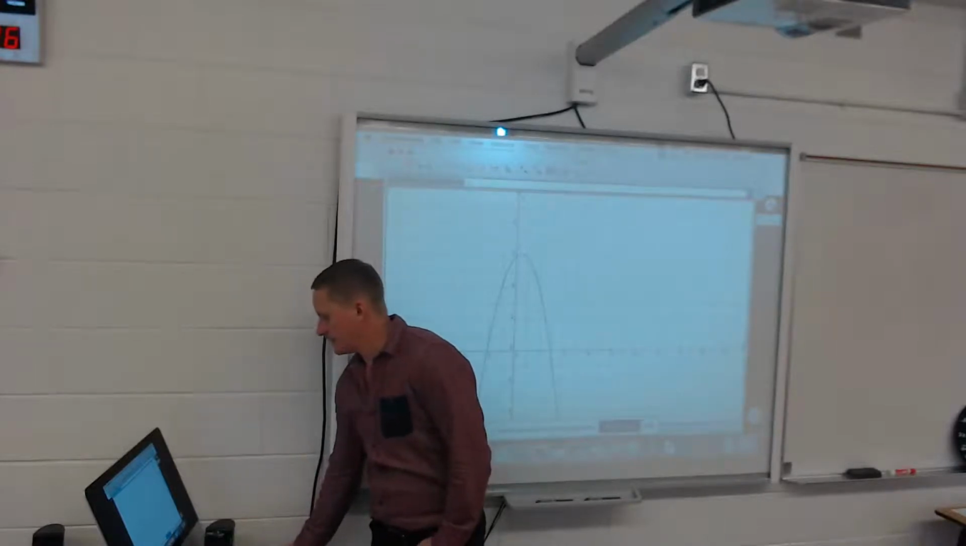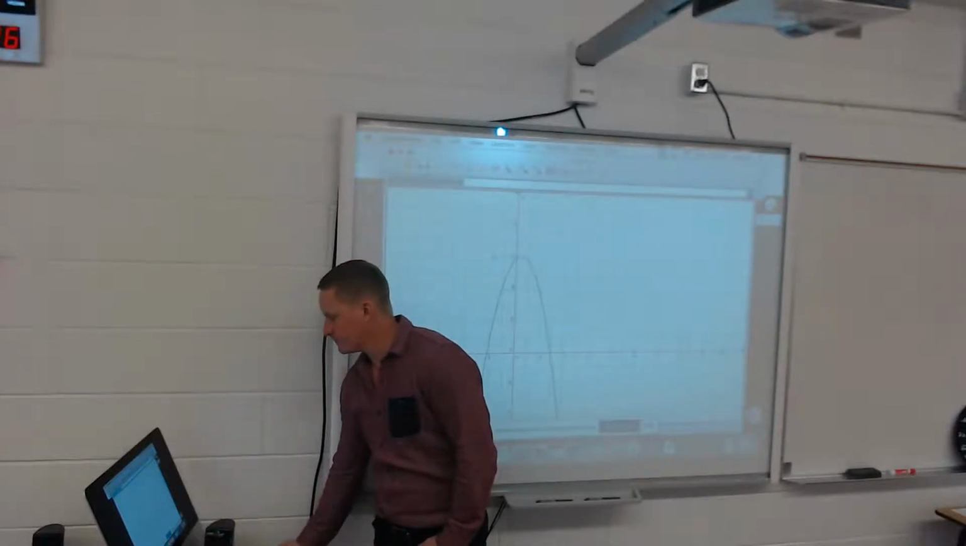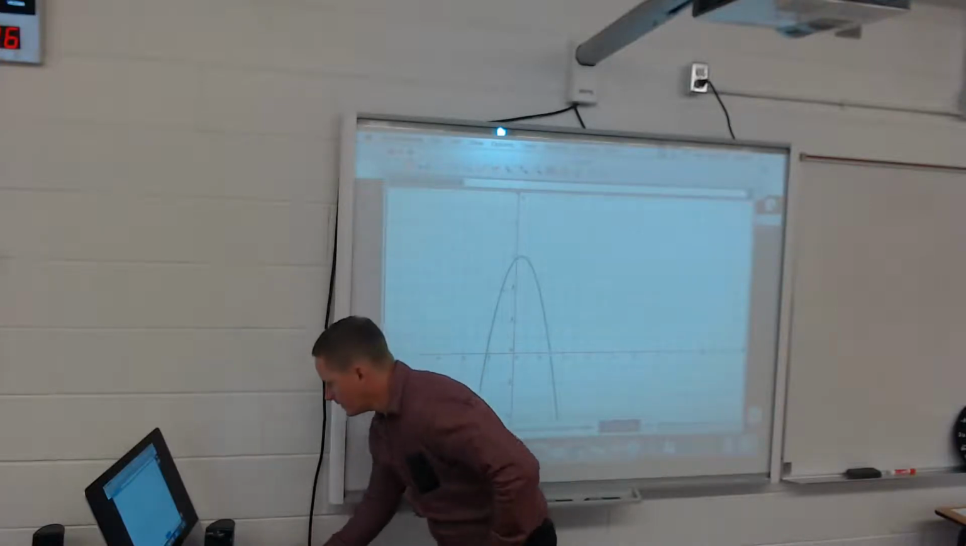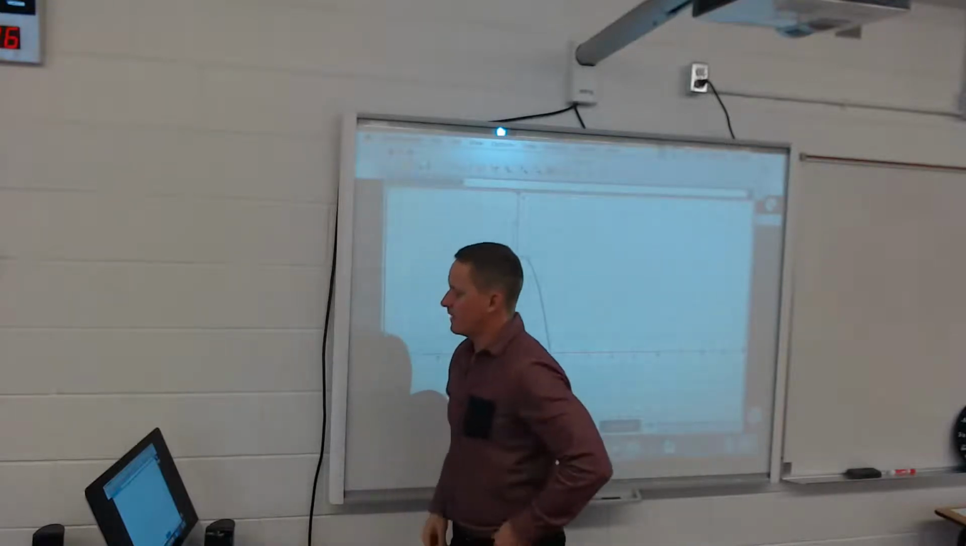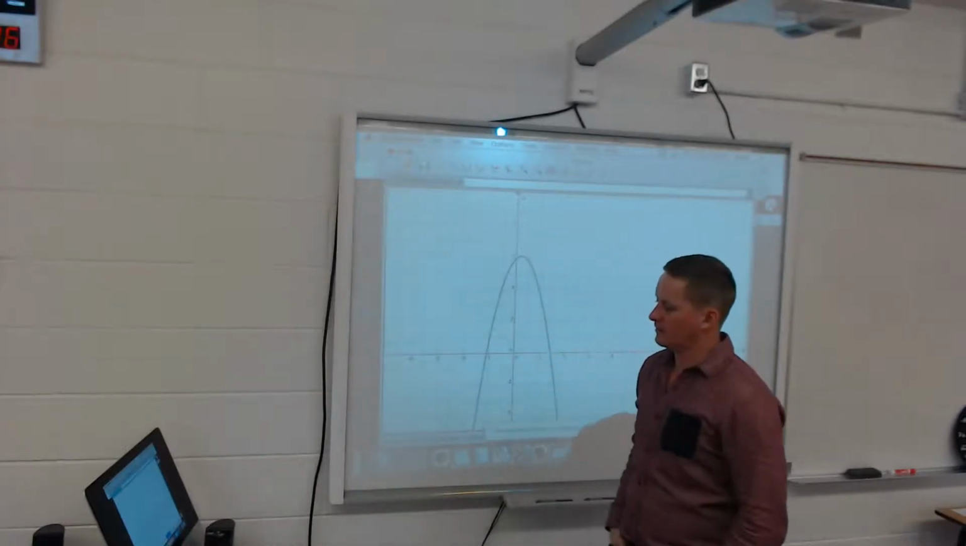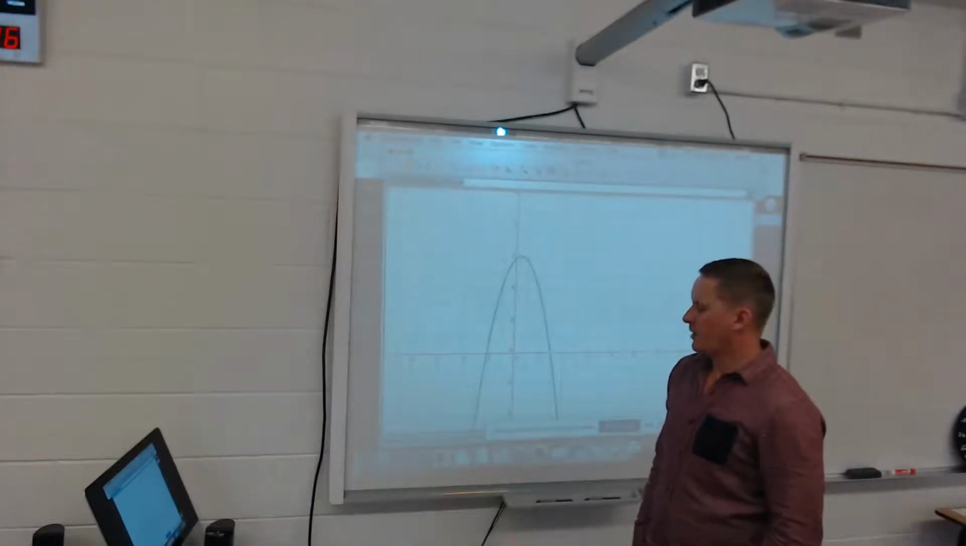Okay, so there's my graph. And I find my zero down here. There it is. So it's going to take 1.48 seconds for the diver to hit the water.